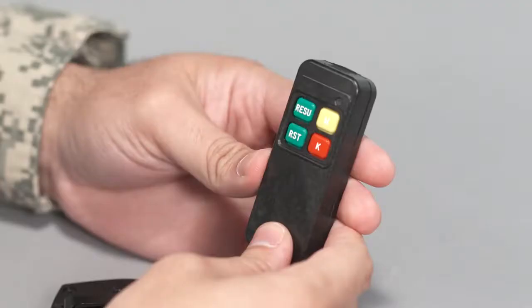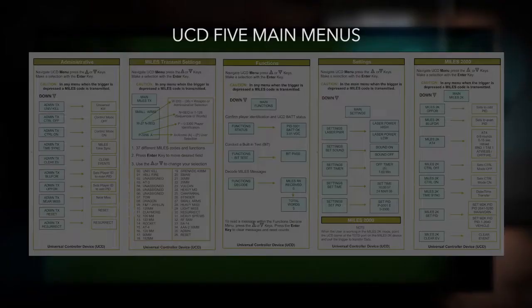The MCD controls and indicators are 4 control buttons for Resurrect, Reset, Near Miss, and Universal Kill, and an LED transmission indicator that provides a visual indication of the laser. The UCD has 5 main menus that allow the operators to perform the following actions.